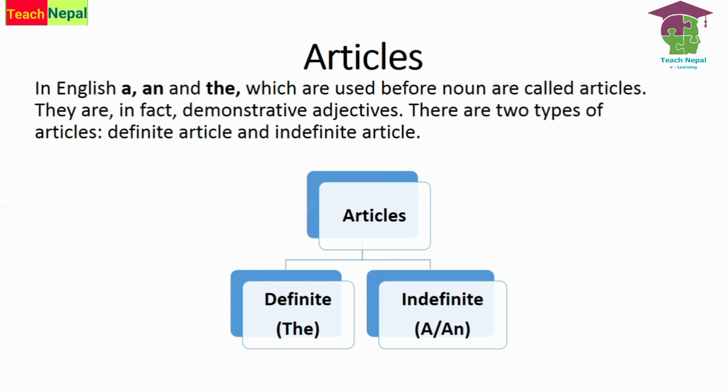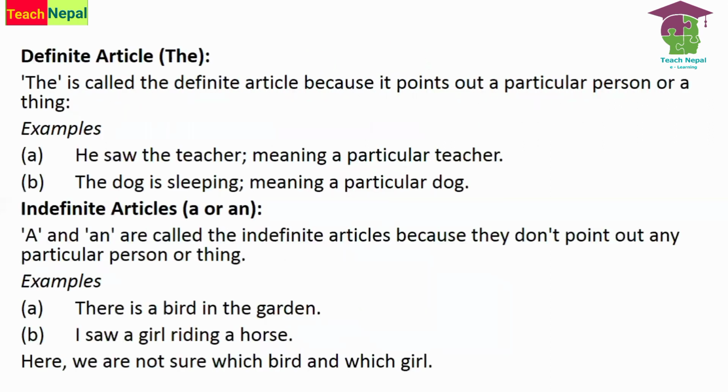Definite article, the, is called the definite article because it points out a particular person or thing. Examples: he saw the teacher, meaning a particular teacher. The dog is sleeping, referring to a particular dog here. Indefinite article, here a or an are called indefinite articles because they don't point out any particular person or thing. Examples: there is a bird in the garden. I saw a girl riding a horse.